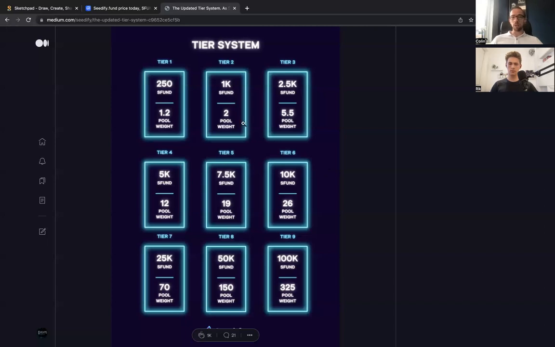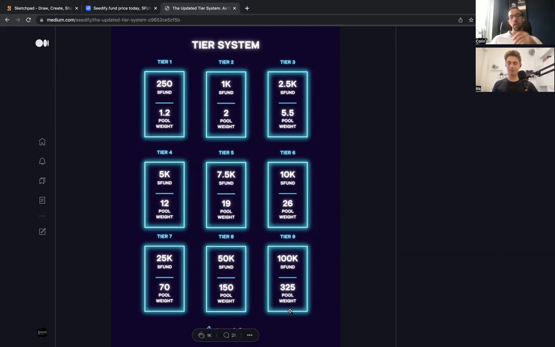So pool weight is obviously tremendously important, but it's basically one-on-one tied to the investment that you're going to make, which I think makes sense. The people that make bigger investments get a bigger allocation, because what is the reason to participate on a Launchpad? Because you want to invest money.